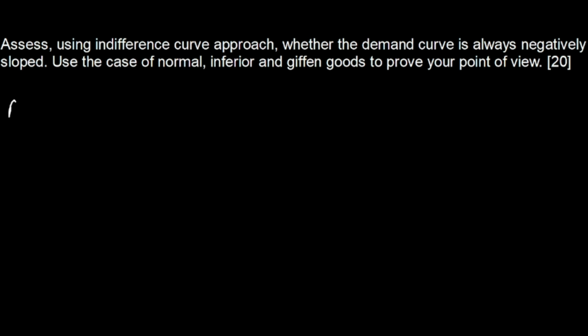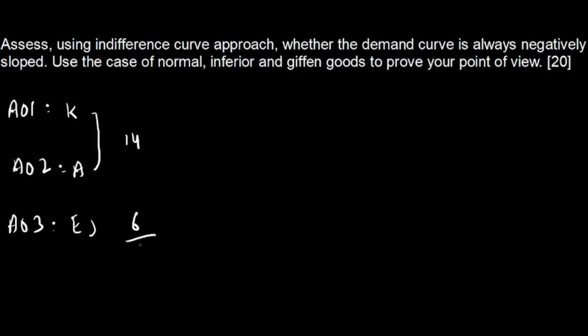So first of all, keep in mind the three assessment objectives: assessment objective 1, 2 and assessment objective 3. Assessment objective 1 is knowledge, assessment objective 2 is analysis, assessment objective 3 is evaluation. Assessment objective 1 and 2 collectively carry 14 marks and assessment objective 3 carries 6 marks. So this is how you can get full 20 out of 20 marks if you consider all the requirements of this question. And what should you write in the knowledge part?